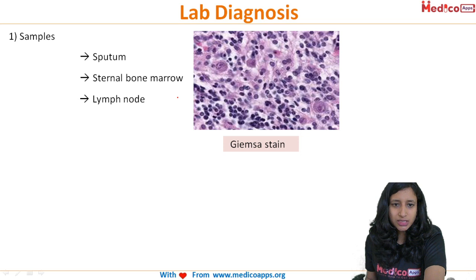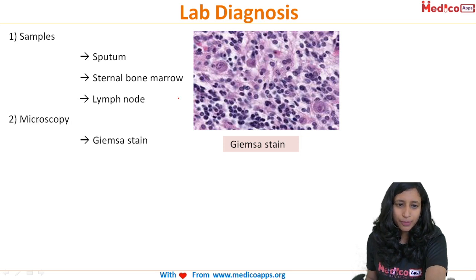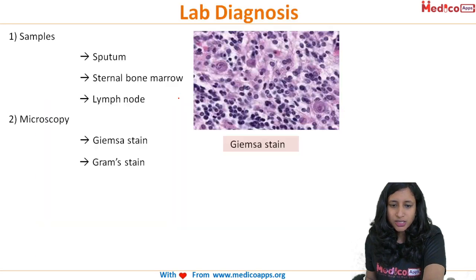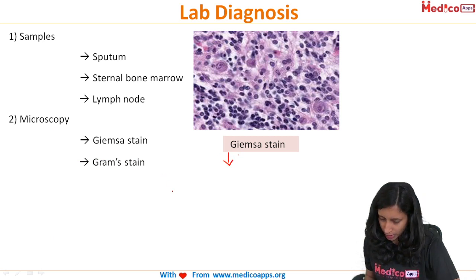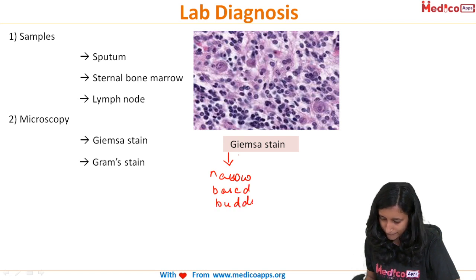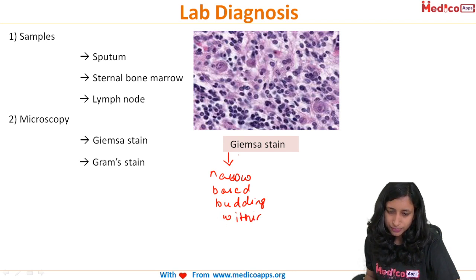So sputum, sternal bone marrow and lymph nodes, you do all this for your microscopy. So if you can understand, the finding that you see in Giemsa stain is what is known as your narrow-based budding. So your yeast cells are seen as narrow-based budding within the macrophages.